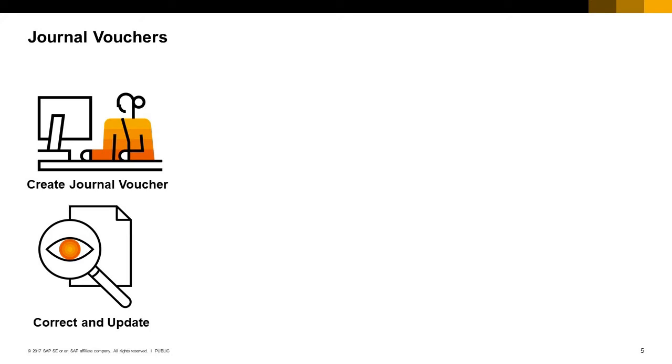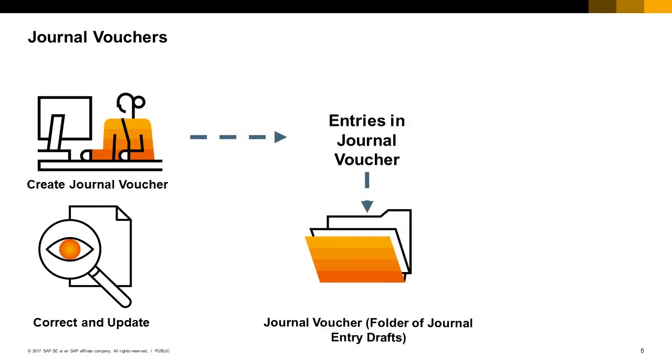SAP Business One offers a two-stage procedure for creating journal entries. You can create the journal entries as drafts first, correct and post them later. A user creates entries in a journal voucher. The journal voucher is basically a folder for storing several journal entry drafts. You can save unbalanced journal entries in a journal voucher as long as the journal voucher is in the draft mode. This is useful when you have entries with many lines that you want to save during the process, before the journal entry is complete and balanced.